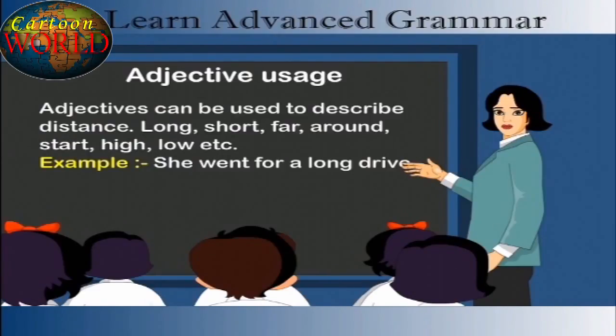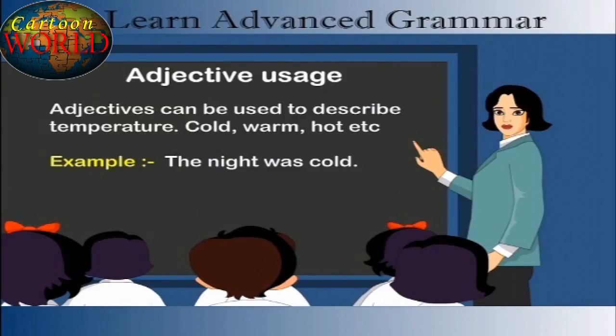Adjectives can be used to describe distance. Long, short, far, around, start, high, low, etc. Example, she went for a long drive. Adjectives can be used to describe temperature: cold, warm, hot, etc. Example, the night was cold.